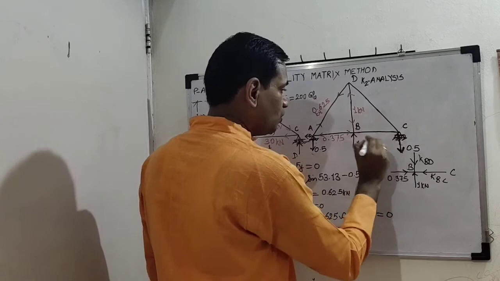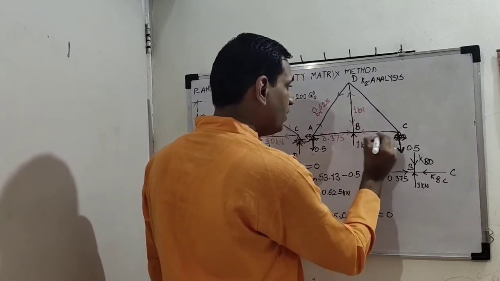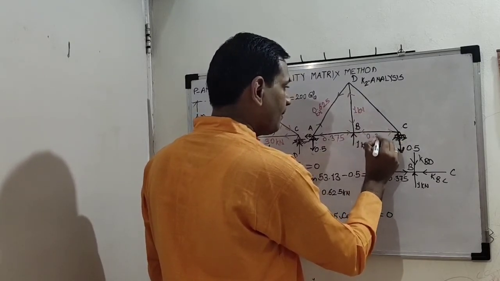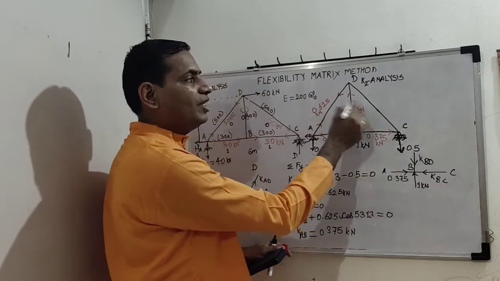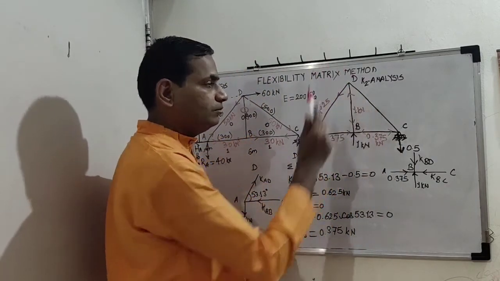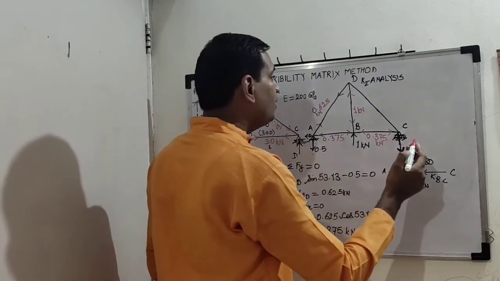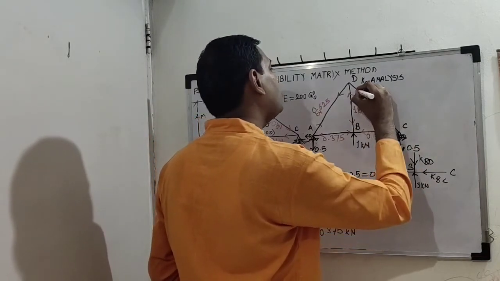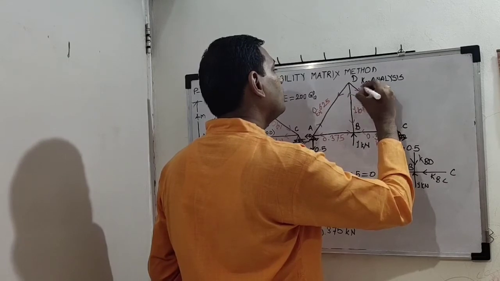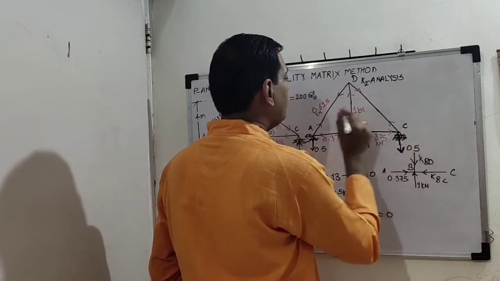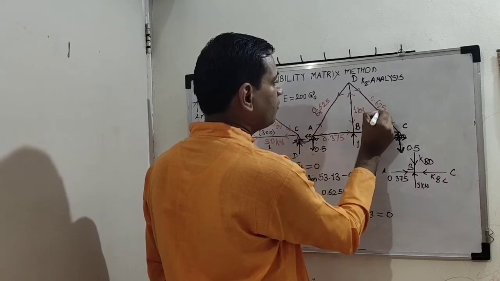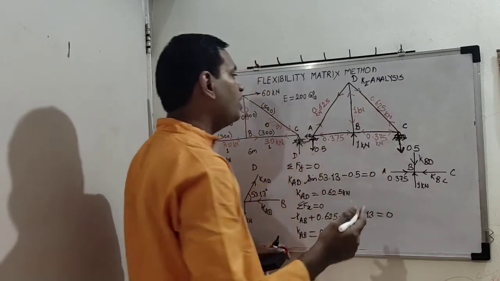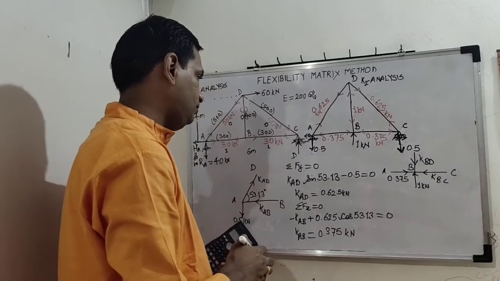Next, horizontal 0.375 kilonewton. Remaining will be same, 0.625. So I will not give any explanation for this. This is self-explanatory. Magnitude and direction same as that of this, 0.625 kilonewton. So K2 analysis is also over.